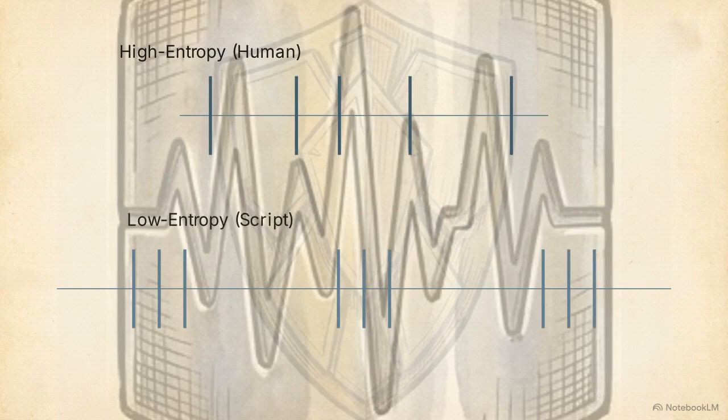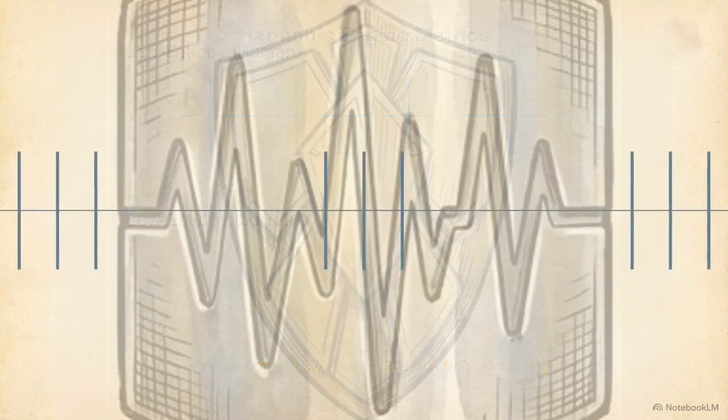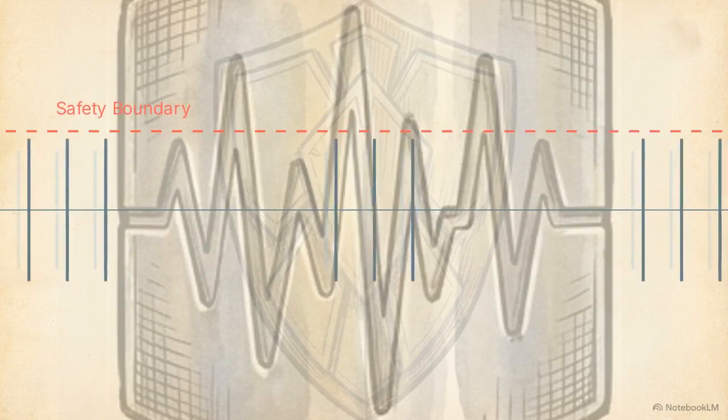Normal human interaction creates a high entropy waveform, meaning the spacing between commands is natural and irregular. Automated machine-speed scripts produce low-entropy bursts, characterized by perfect, rapid spacing that physical humans cannot replicate. The system's harmonic engine calculates specific metrics like interval jitter and baseline drift.